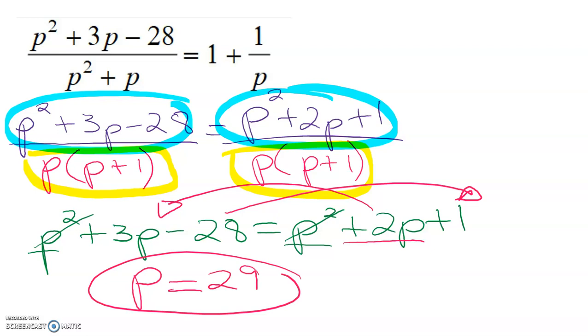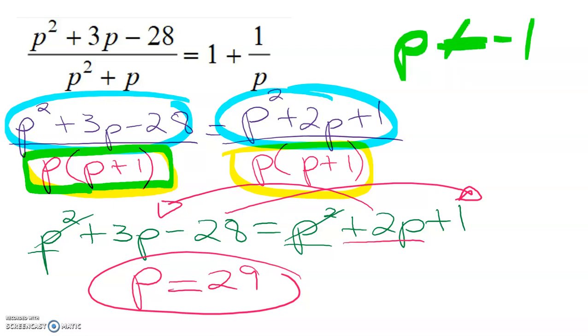P equals 29. Now just remember, you always have to check for extraneous solutions, so we need to look at our restrictions. So to do that, we look at our denominators and we see what value of p would give us 0 in the denominator. Well, here it's going to be negative 1, so p cannot equal negative 1, because negative 1 plus 1 is 0, and it also can't equal 0. Now, 29 is neither 0 or negative 1, so it is indeed our solution, and you're finished.